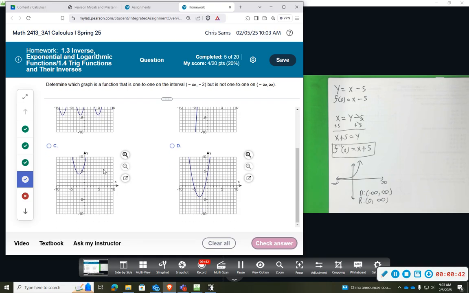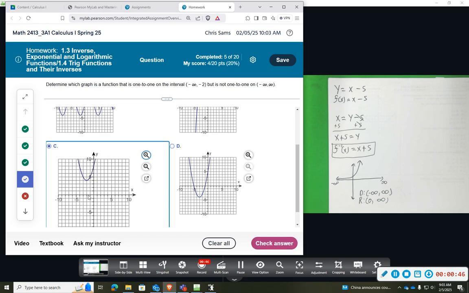So C, if I look at this graph, negative 2. Okay, so negative 2 is the axis of this parabola, and so that's going to work out perfect. It's going to be 1 to 1 from negative infinity up to this point. But when you start going past negative 2, then you will cross a point twice and it will fail. So C is the graph that we're looking for.